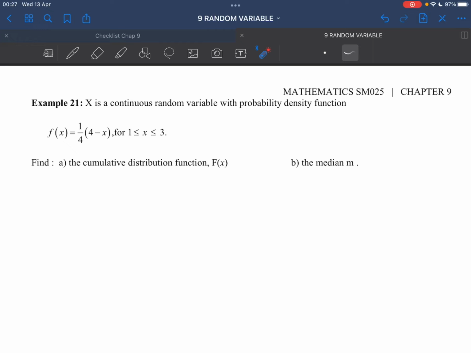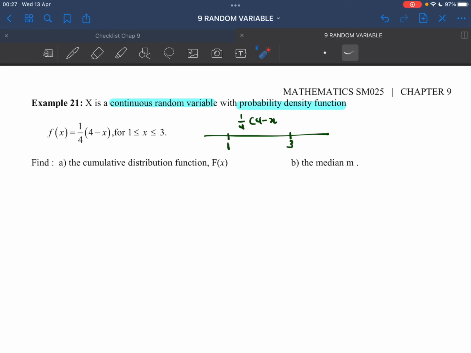Okay, so two things to identify for chapter 9. This is a continuous random variable, CRV, with PDF. So as I said, there's always integration involved if you have PDF CRV. So we have a function here, f(x) equals 1 over 4 (4 minus x). If we represent this in number line, we have 1, 3, this is 1 over 4 (4 minus x).